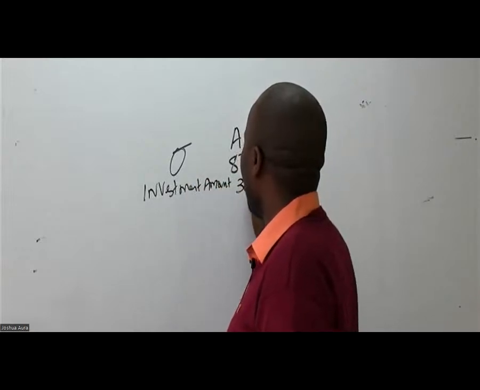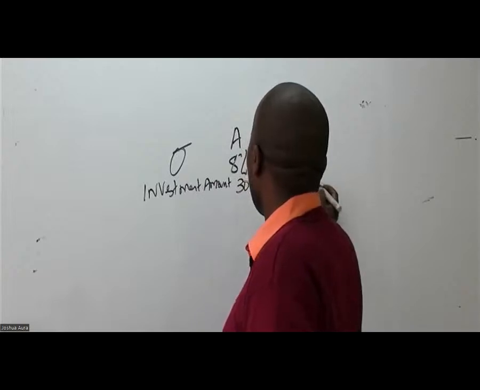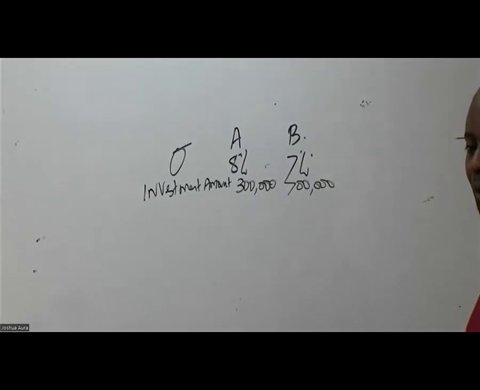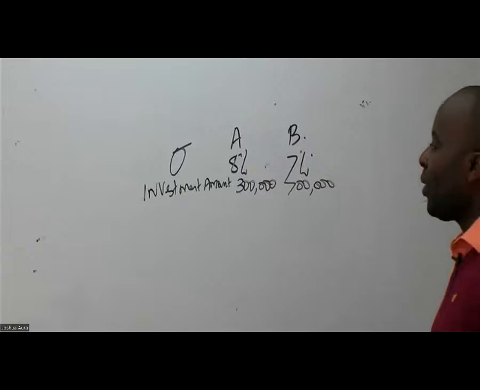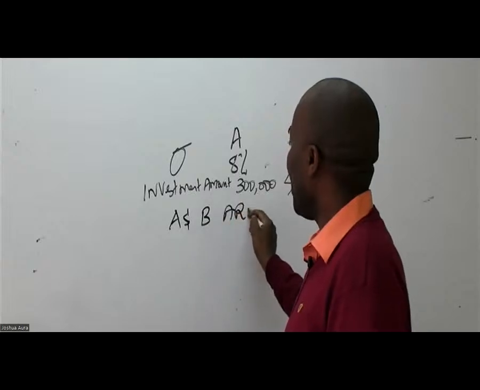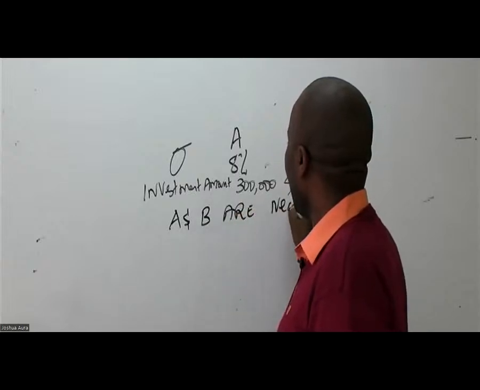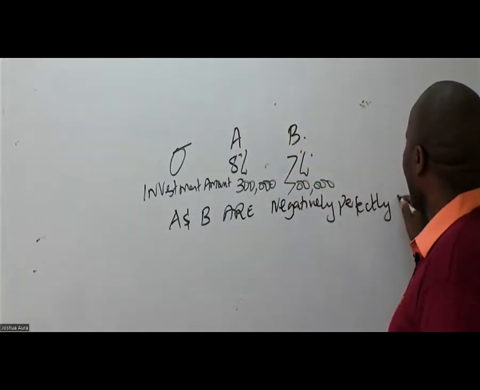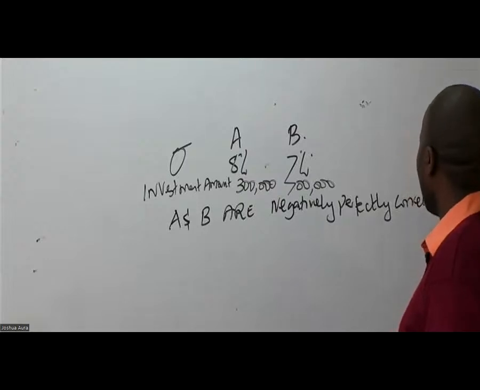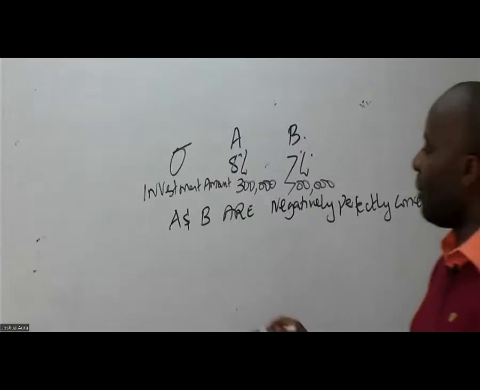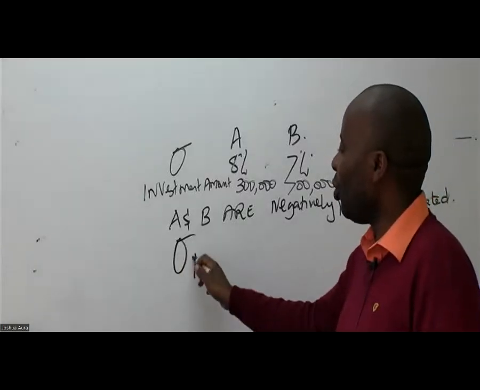He'll tell you this is 300,000. This is 700,000. Those are the investment amounts. Right? And then he'll come and tell you that A and B are negatively, perfectly correlated. And then, of course, they'll come and ask you to determine the portfolio risk.